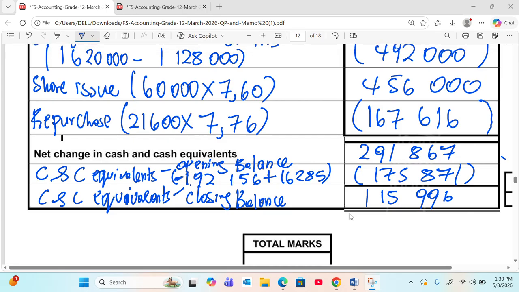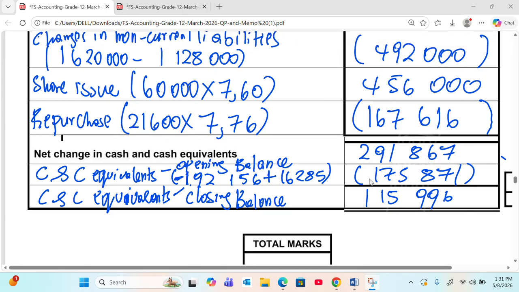All right, so what do we need to do now? You can just say minus 175,871 minus 115,996. A negative cancelling a negative, which means we're adding those two figures. You should get an amount of 291,867. But guys, we are definitely done with our example.